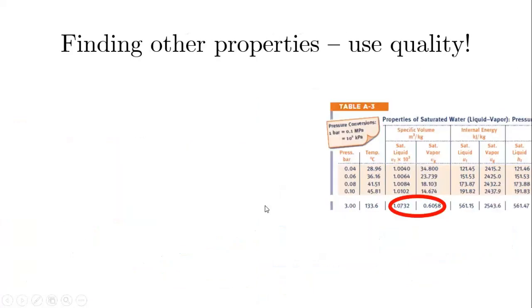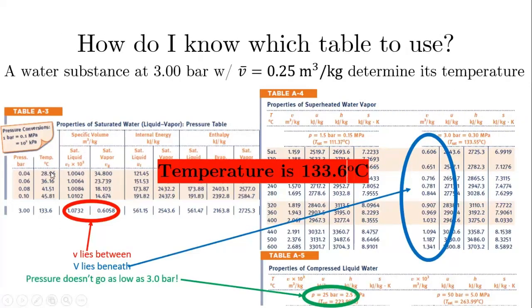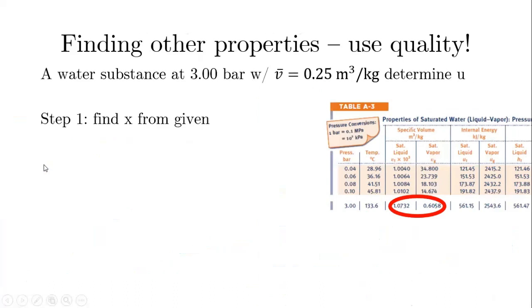Okay, so let's find other properties. Let's say the same question. I have a water substance at 3 bar with this specific volume, and I want to know the specific internal energy. Okay, so I already determined that I got to use table A3, right? Because that's what we want to use. So what do I do? I want to find the U here. And I know that my volume is 0.25. And again, this is not 1.732, it's 0.00100732. It's divided by 1,000. It's this number over 1,000.